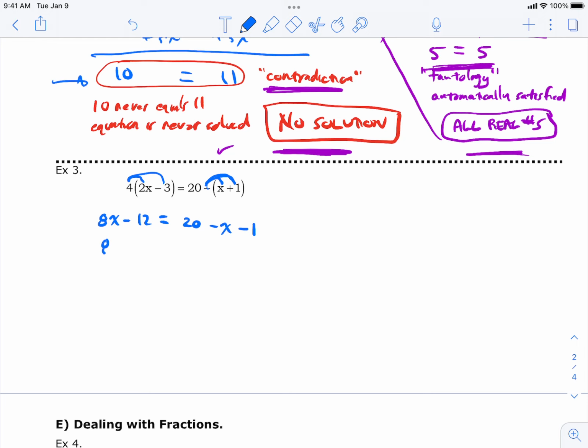If I look at the left side, I say I don't have any like terms. If I look at the right side, I say I do have two like terms. The 20 minus 1 is a 19 minus x.